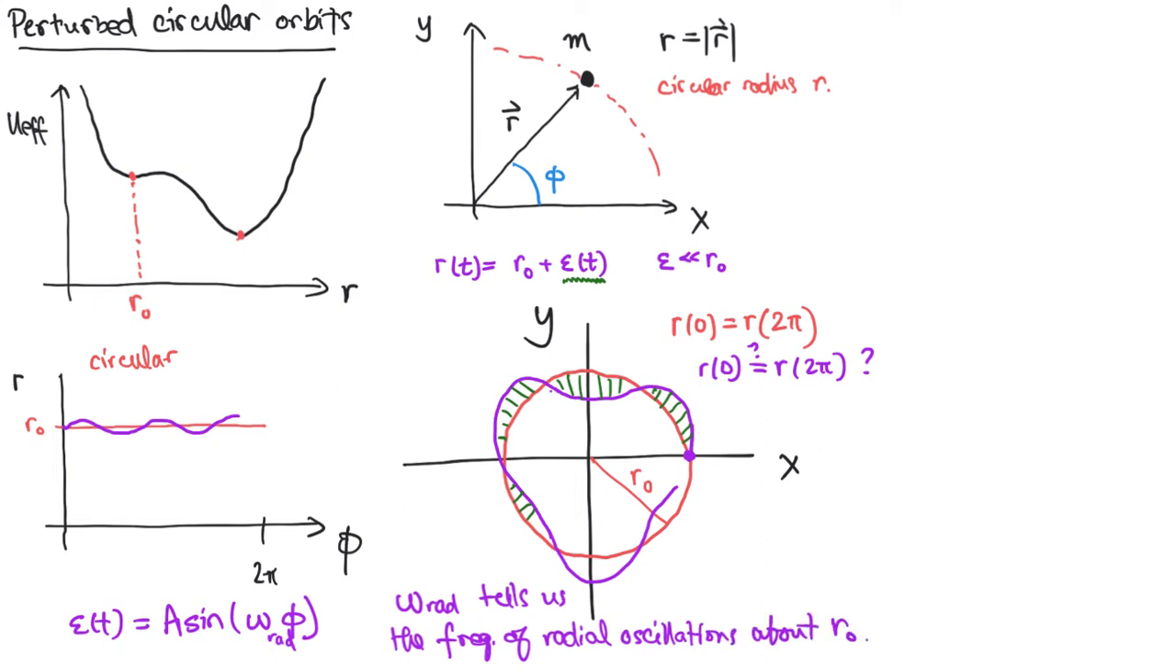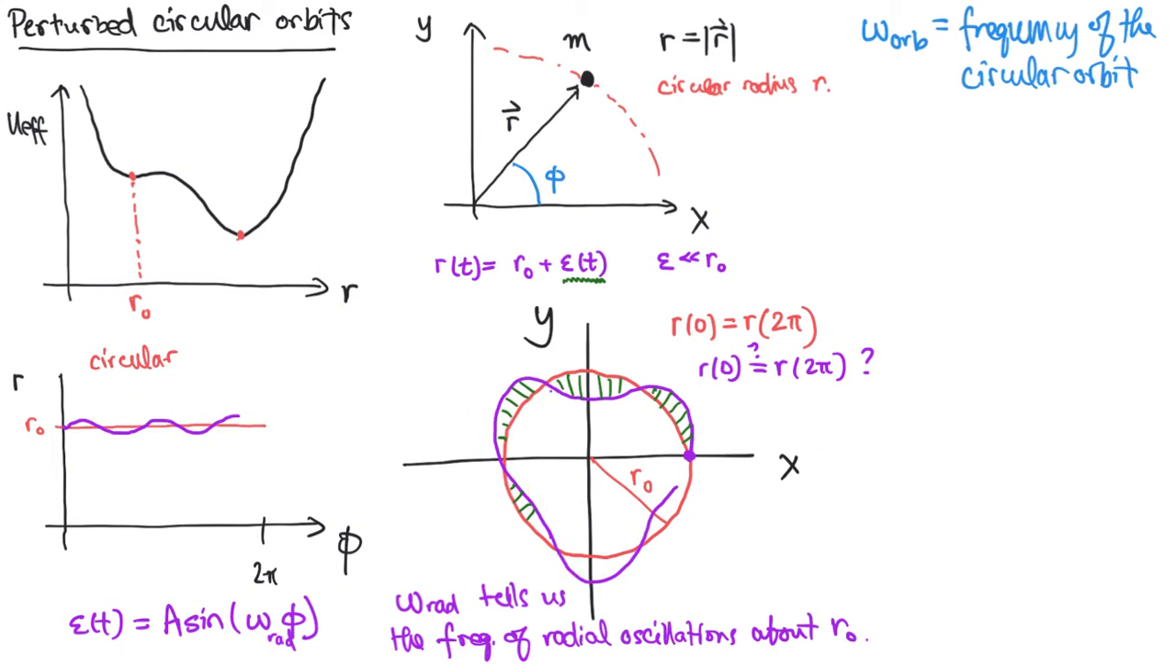Okay. There's another frequency, and that is the frequency of the circular orbit. In other words, how long does it take for phi to change by 2 pi? So the other quantity that we care about here we'll call the orbital frequency. Okay. And now that we've introduced the orbital and the radial frequencies, this will allow us to figure out if this purple curve closes in on itself.